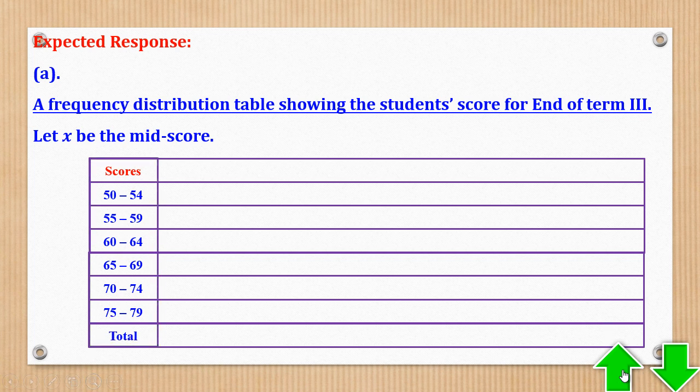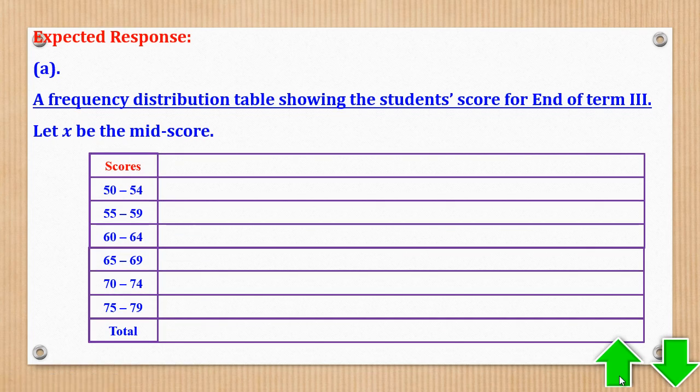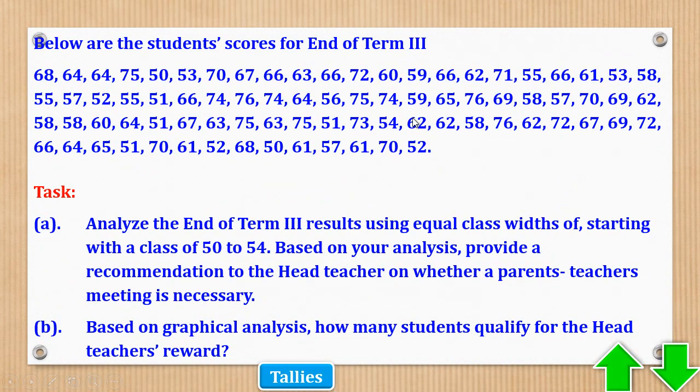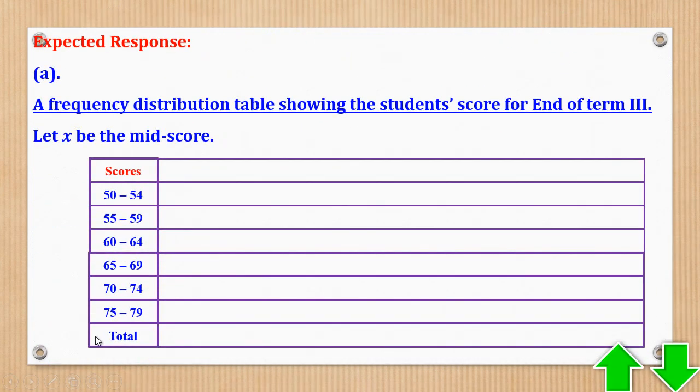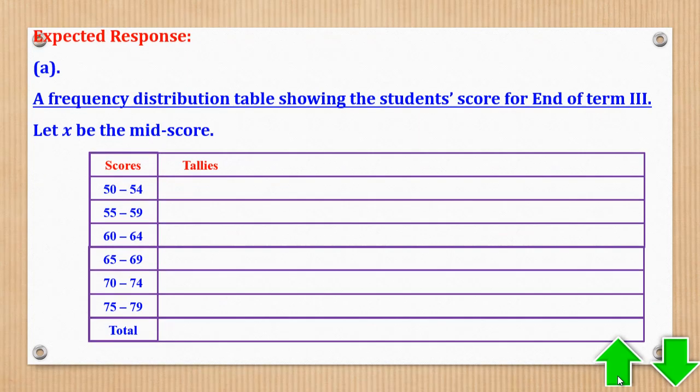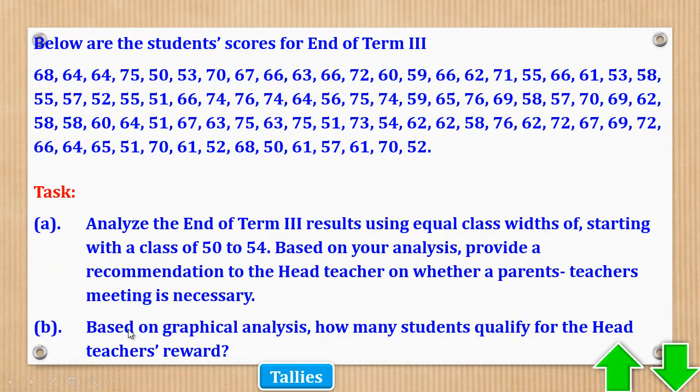Because when you look through this data, there is nothing like 80. There is nothing like 80. That's why we stopped on 75 to 79. Next, we shall need tallies. Tallies, you have to keep counting, but count carefully because these are 80 students.